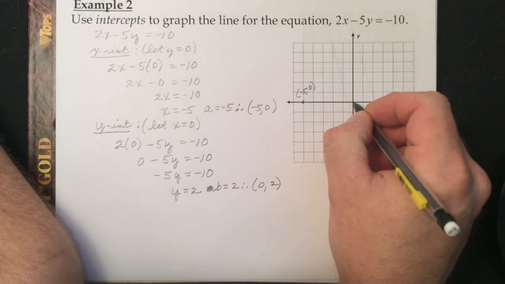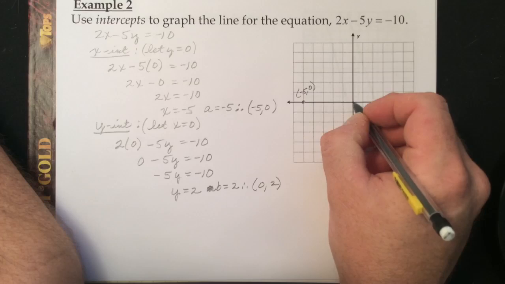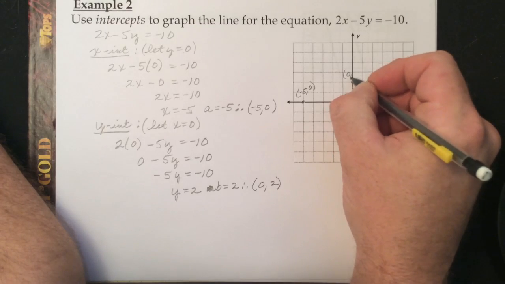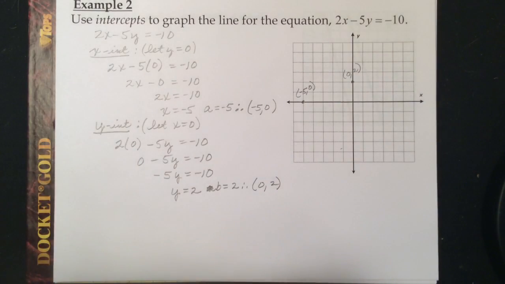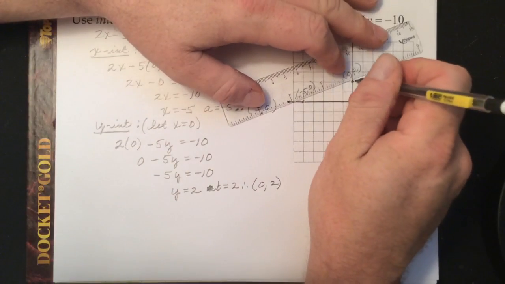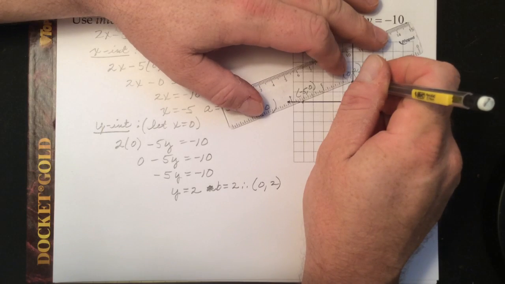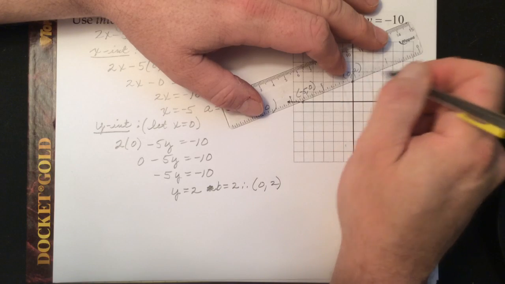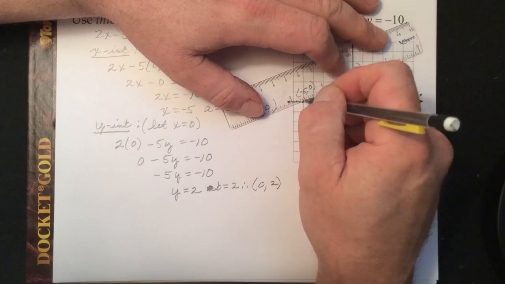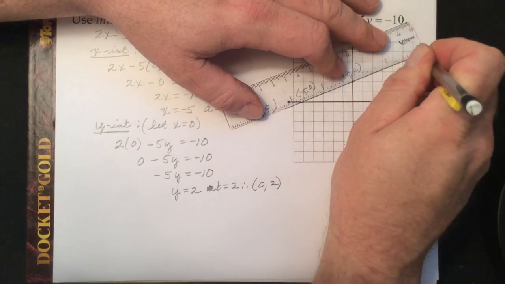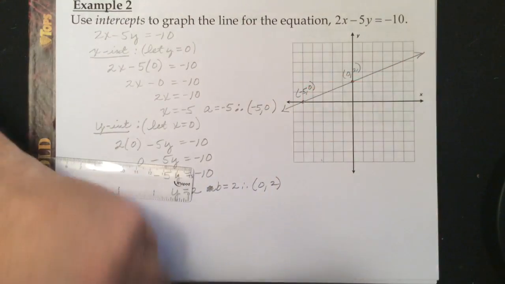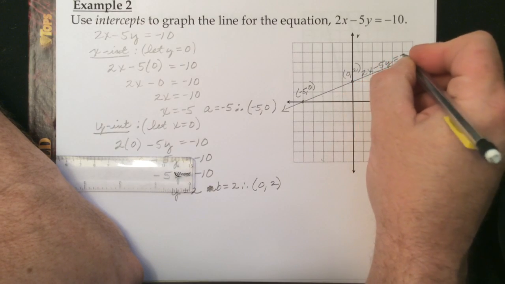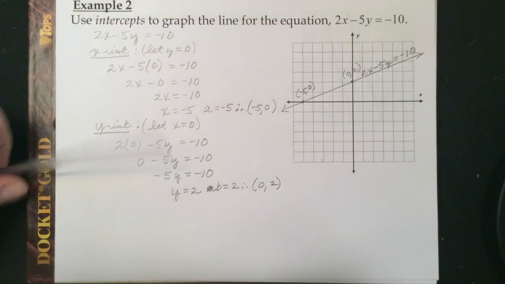So we graph that point: 0 to the right or left, and then up 2, 1, 2. So here's our other point. Take a straight edge and practice best practices for graphing. Make sure you clear the graph on either side, and be very careful, since you're only plotting 2 points, to make sure that it's in the correct location. Draw clear across, and 2x minus 5y equals negative 10 is the equation of our line.